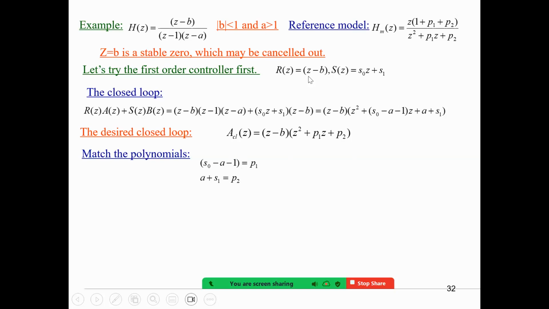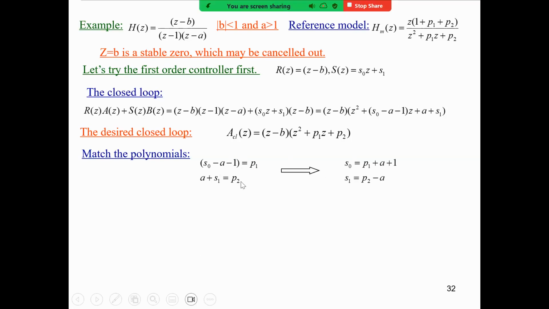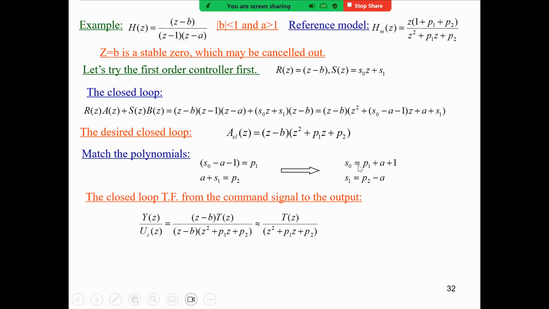You can see in this design, it's very simple, right? For the first order controller, we only need to design S. And easily we can get the solution. Two equations, two unknowns. We solve for S0 and S1. Okay, and then we write down the transfer function. We say, okay, those can be cancelled out. We put approximation because the zero input response will be different. There is a difference between those two, but for a stable system, they are almost the same.